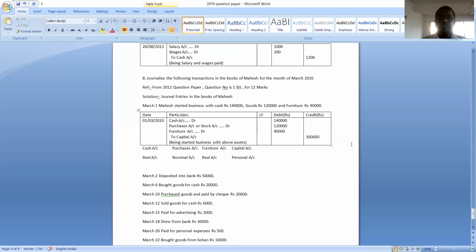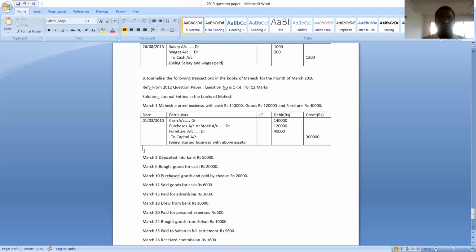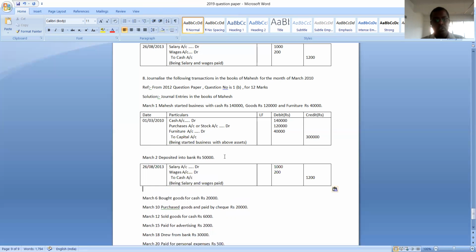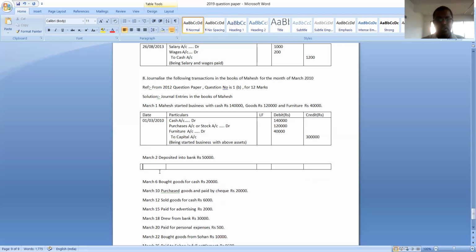Okay. So this kind of journal entries are known as what kind of entries? They are called compound entries, because here we are finding more than two accounts. Okay. Let us move to next transaction. Next transaction is dated 2nd March 2010. What is the transaction? Deposited into bank rupees 50,000.